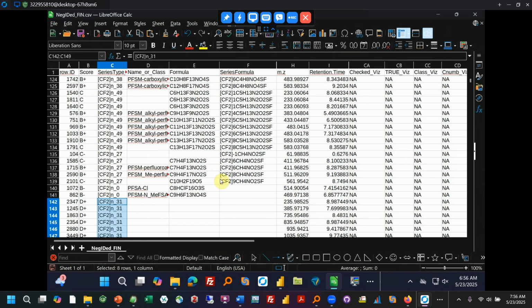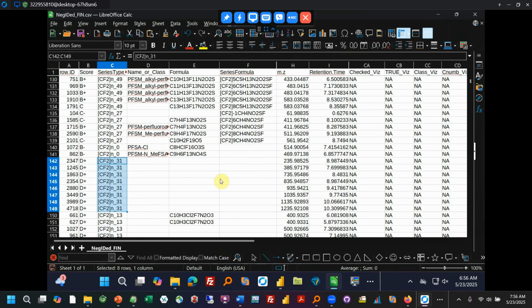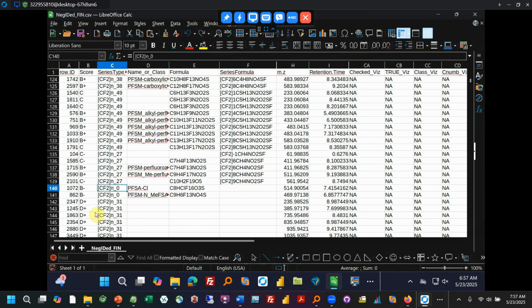But you also could have to look at some of these lower confidence species. So let's start with this B minus, just to walk through how you would look through a lower confidence one. This has no homologous series. It's feature 1072. This CF2N0 has no homologous series.